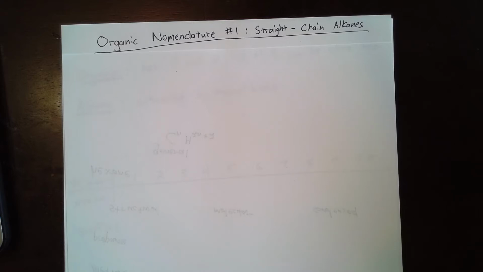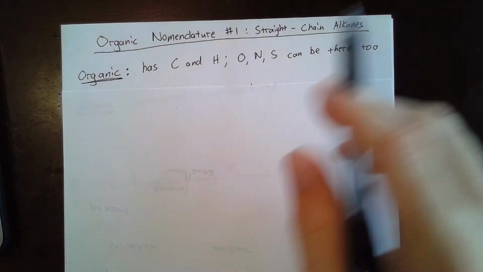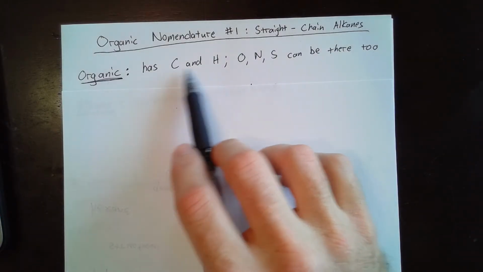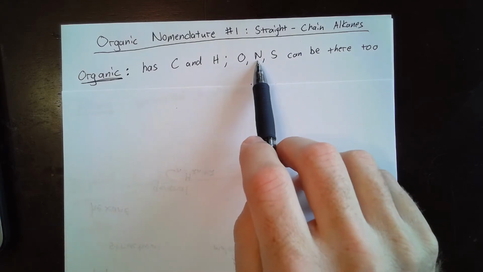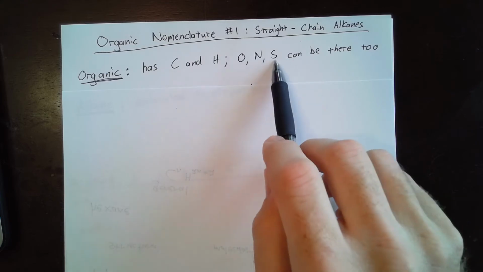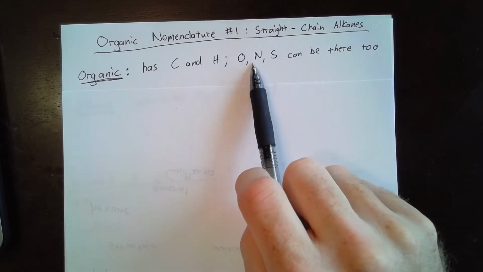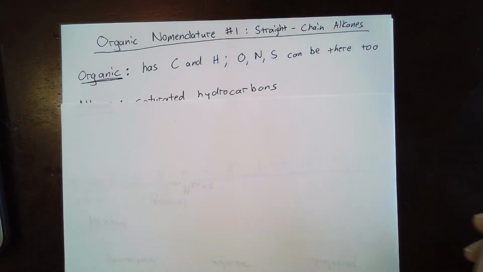Howdy, let's start our first organic nomenclature lesson about straight chain alkanes. Let's understand what organic means. It means that it has carbon and hydrogen, for sure, as its backbone, and then it can have oxygen, nitrogen, sulfur, or even phosphorus, and they can be there too. Those are more optional, but carbon and hydrogen must be there.